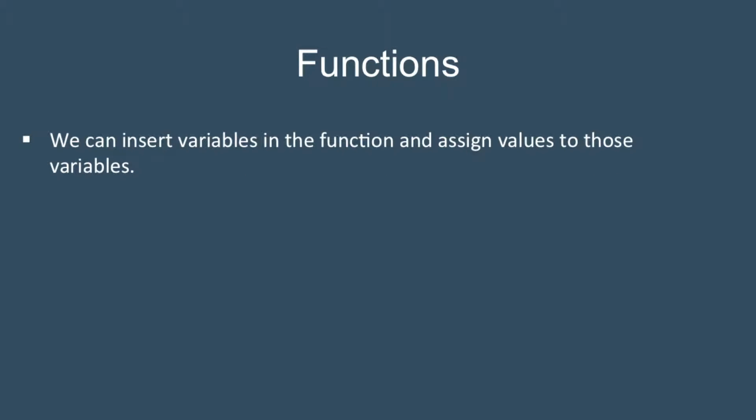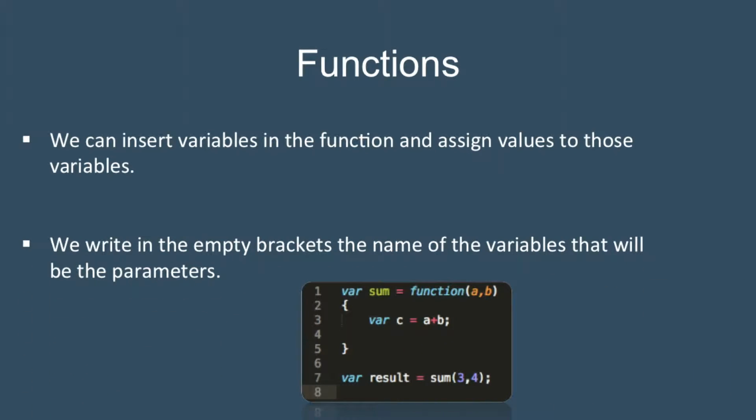Even if the series of instructions is predefined, we can insert variables in the function and assign values to those variables when we call the function. Say we want to calculate the sum of two variables a and b, but we want to pass a and b as parameters of the function so that every time we call the function we can decide the value of the variables. To do so, when declaring a function, we write in the empty brackets after function the name of the variables that will be the parameters. Here we name them a and b. As you can see, we wrote function parentheses a, b.